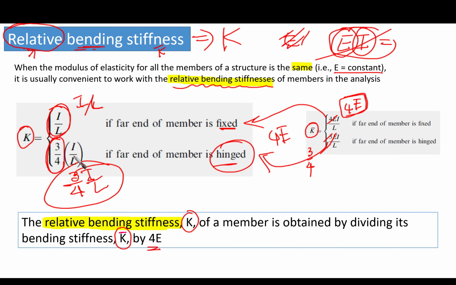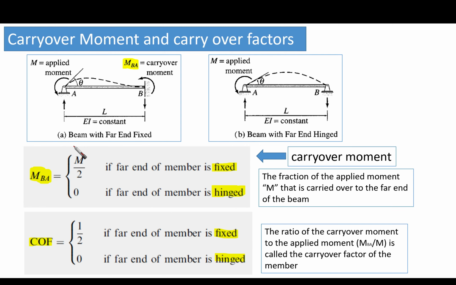Okay? So now we have the definitions of the main items. Let's go to another item here, which is related to the carryover: the carryover moment and carryover factors. What are these? The definition of these two important items. For our case here, we use the same simple example that we are studying, a member whose far end is fixed or whose far end is hinged, as you can see.